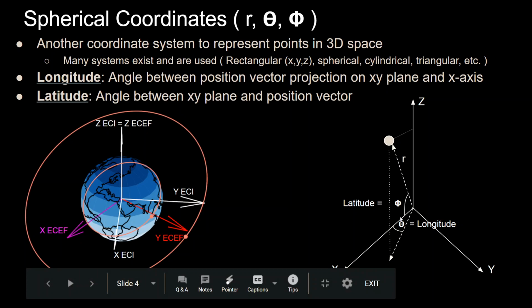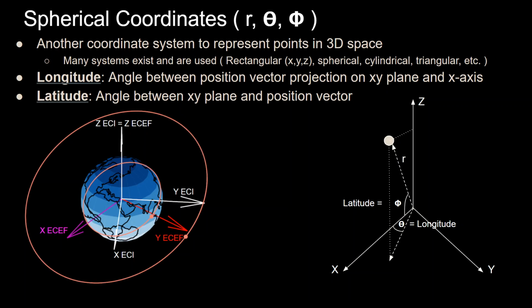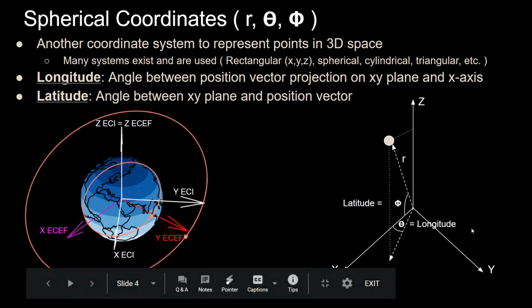So we'll get to the longitude first. The longitude is the angle between the position vector's projection on the xy plane and the x-axis. All that means is that you have your position vector and you just project it down to the xy plane right here. So that vector now looks like this, pointing from the origin to this point in the xy plane. And then the angle that it makes from the x-axis, that is your longitude.